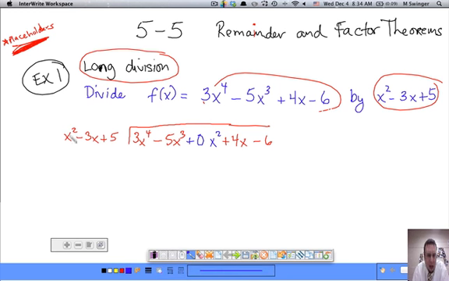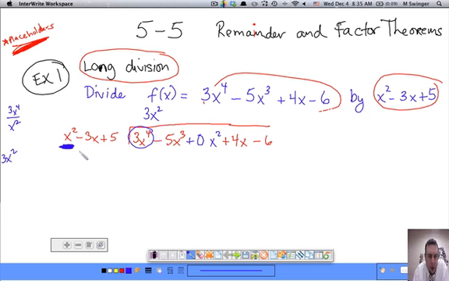Here's the tricky part. How do I know how many times this goes into this? You only have to look at the first guy. This doesn't matter. How many times does x squared go into 3x to the 4th, the first one? Or you just take this guy, 3x to the 4th, and you divide it by this guy, x squared, and you get 3x squared. So I put a 3x squared here. That's how many times this goes into this.